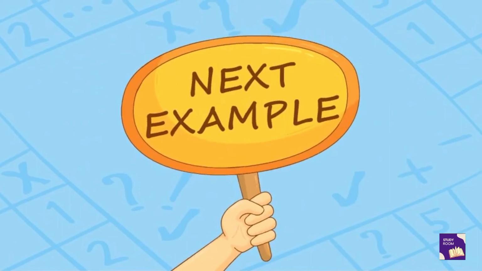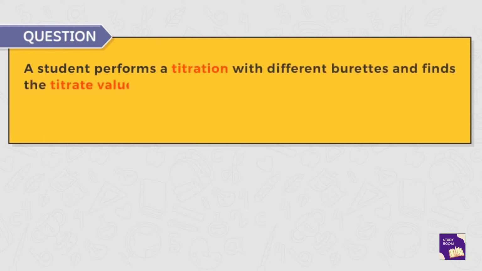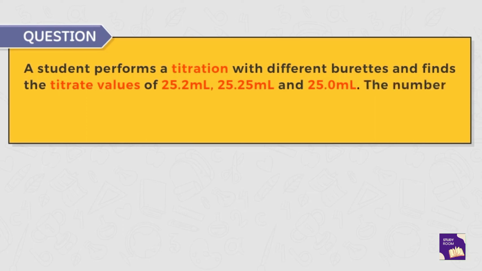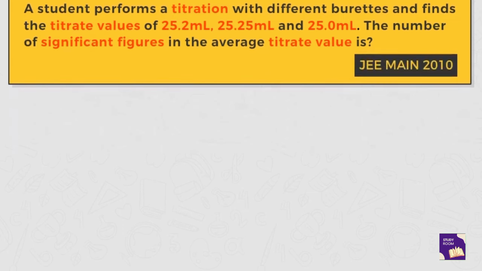Moving on to the next example on significant figures. Question. A student performs a titration with different burettes and finds the titrate values of 25.2 ml, 25.25 ml and 25.0 ml. The number of significant figures in the average titrate value is. This question was asked in JEE Main 2010 exam.